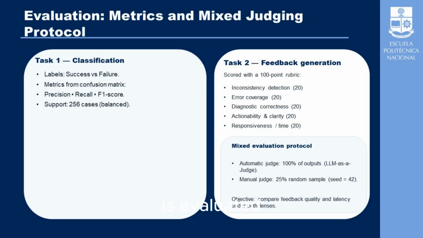Crucially, feedback is evaluated using a mixed protocol. Automatic evaluation applies an LLM-as-a-judge approach to 100% of generated outputs. Manual evaluation applies the same rubric to a 55% random sample using a fixed random seed. This design acknowledges that automatic graders are convenient but may not align with human judgment in an administrative context.